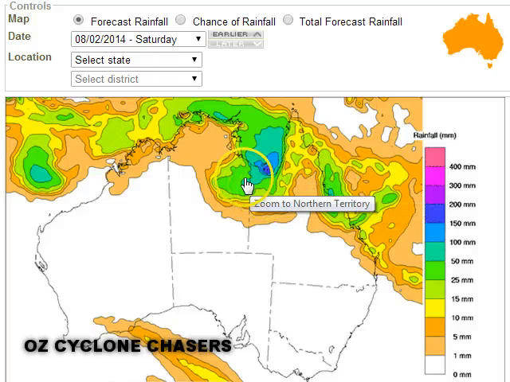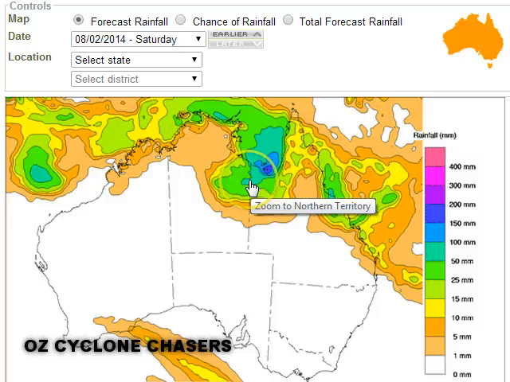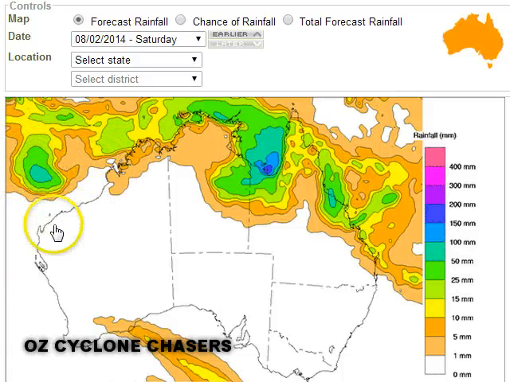Once again, Saturday, still looking at massive rain in the Gulf of Carpentaria. Geez, I'd love to see some rainfall figures from there by the end of the week. And also the tropical low, or tropical cyclone, out here remains well off the Pilbara coastline. Shouldn't pose a threat to the coastline at that point in time, if at all.